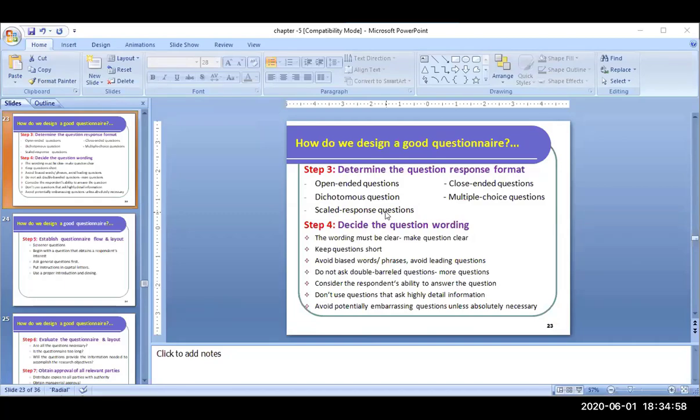And then the scale response format is a question prepared using Likert scale measurement. I will elaborate on this in the next chapter. But in most cases, while preparing the questionnaire, you also need to prepare dichotomous questions, scale response questions, closed-ended questions, and multiple choice questions. But the open-ended questions should be raised after exhausting the other parts.